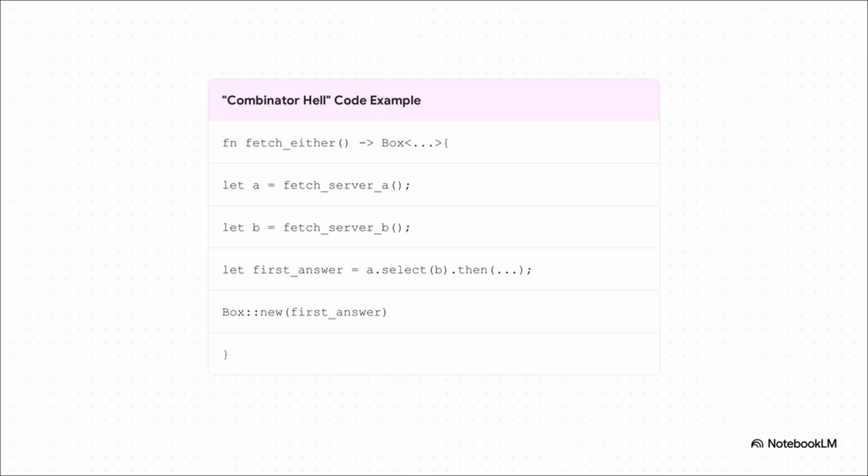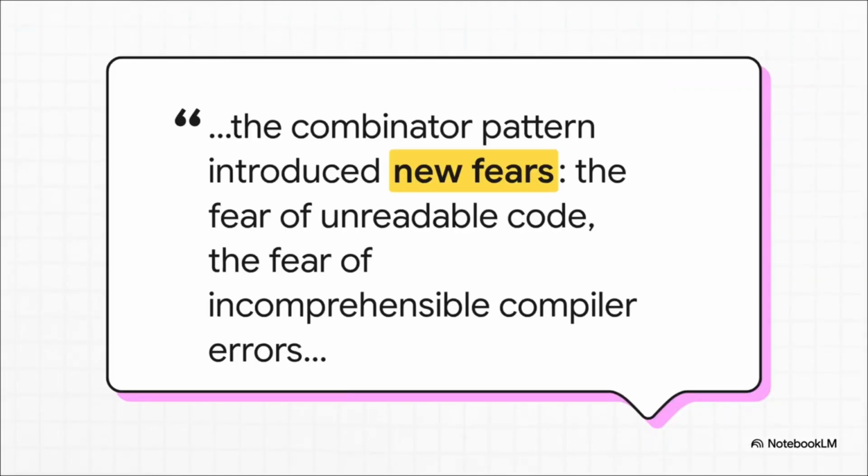And for anything even slightly complex, this turned your code into a deeply nested, tangled web of closures. The logic, the actual flow of your program, became almost impossible to follow, let alone debug. This right here, this was Combinator Hell. This quote just captures the feeling perfectly.